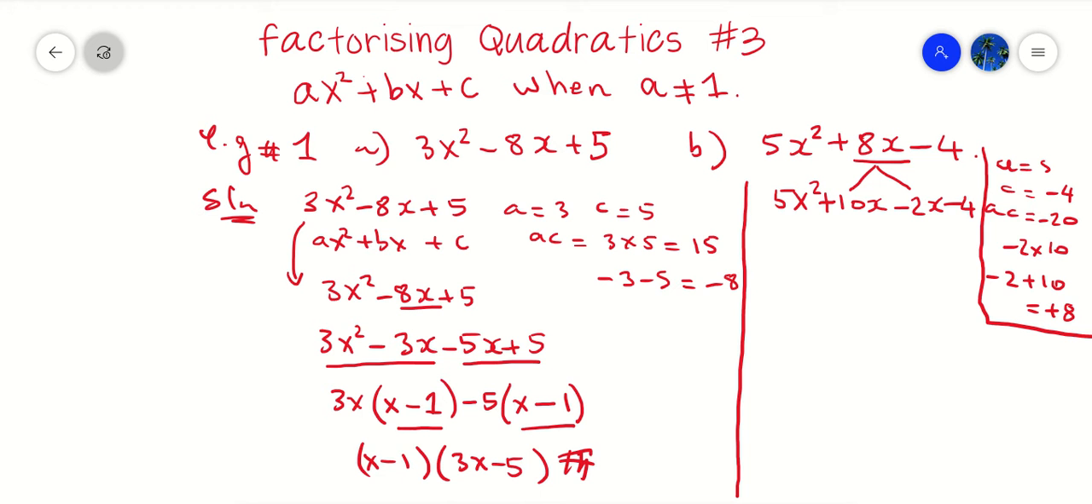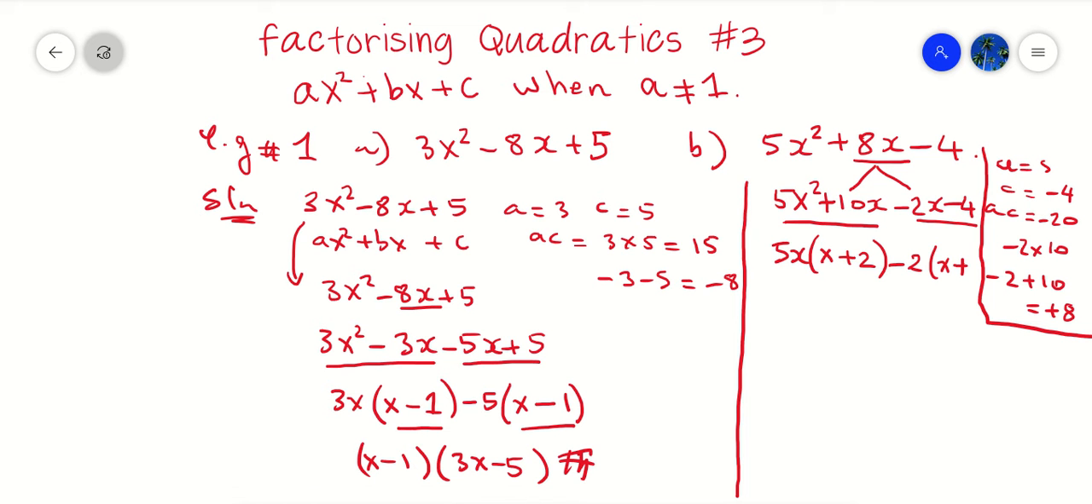Now I've got the first two terms and the last two terms. I can factor out from the first two terms, which I will get 5x into x plus 2 minus 2 into x. Now I've got minus here, so I need to have a positive sign here, because minus times positive will give me minus.